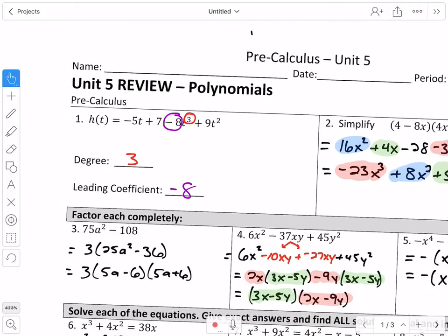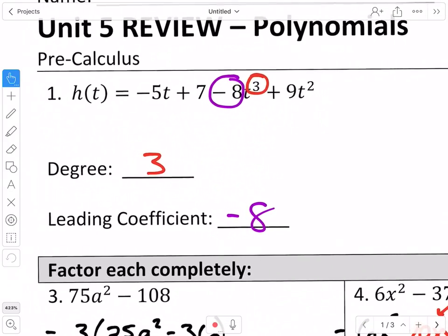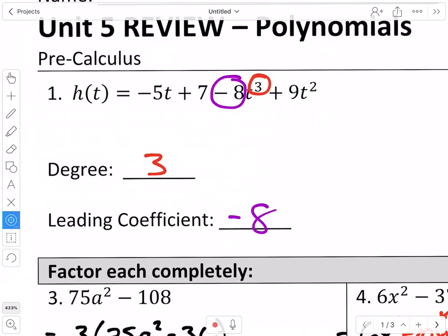All right, we are looking at the review for Chapter 5. I'm going to go through this key and try to explain how I got to my answers, and hopefully this will be beneficial to you.